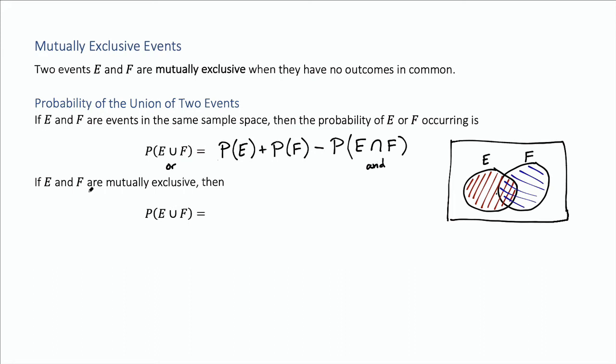Now, if E and F are mutually exclusive, that means that they do not intersect, which means you didn't double count any intersection at all, and in fact, this intersection is just zero. It can't even happen. So our probability becomes a little bit simpler. It's simply the probability of E plus the probability of F.